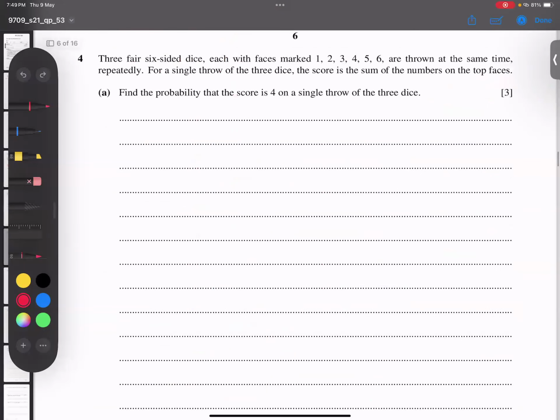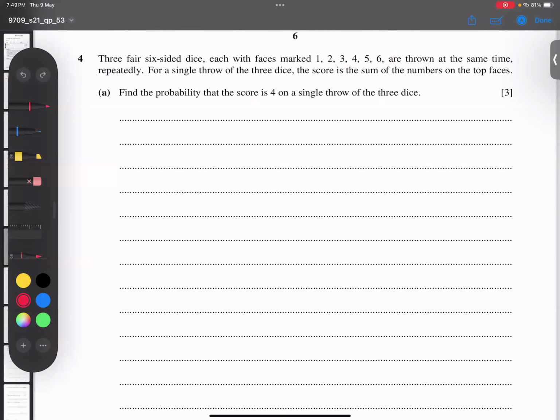Question number 4 is next. Three fair six-sided dice, with faces 1, 2, 3, 4, 5, 6, are thrown at the same time repeatedly. For a single throw of the 3 dice, the score is the sum of the numbers on top of the faces. It means if they land, for example, 6, 5, and 4, then I will add them all. This is one example. Okay students, find the probability that the score is 4 on a single throw of 3 dice.